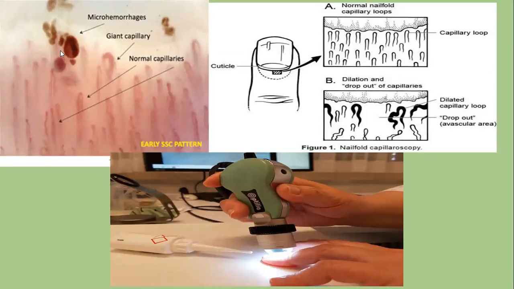These are the microhemorrhages, these are the giant capillaries, these are the normal capillaries. So these are the dropout of capillaries here, where you expect capillaries, there are no capillaries. So these are called the dropout areas.